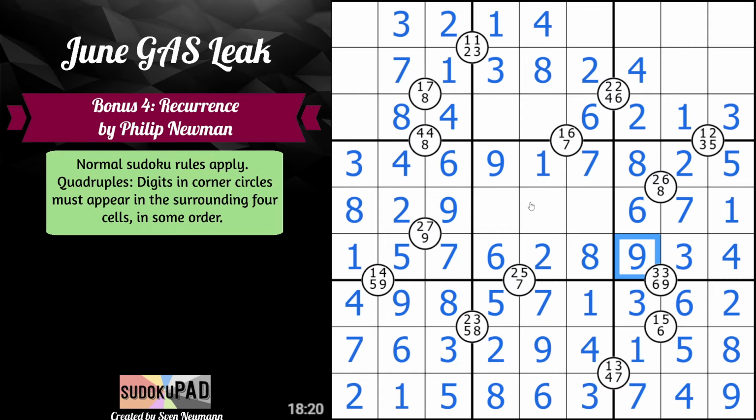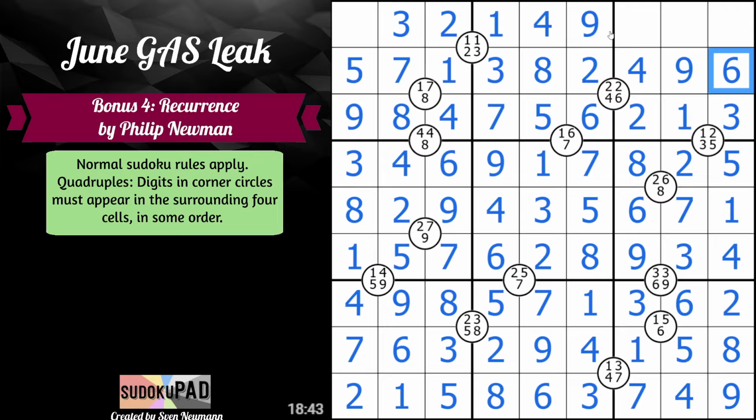Then 3, 4, 5 gives us 4, 3, and 5 that way. 4 nets us 7 there. And the 5 and 9 is resolved like that. 5, 9. This is 9. This is 9. Across we still need 5 and 6. 5, 7, 8 is 5, 8, 7.